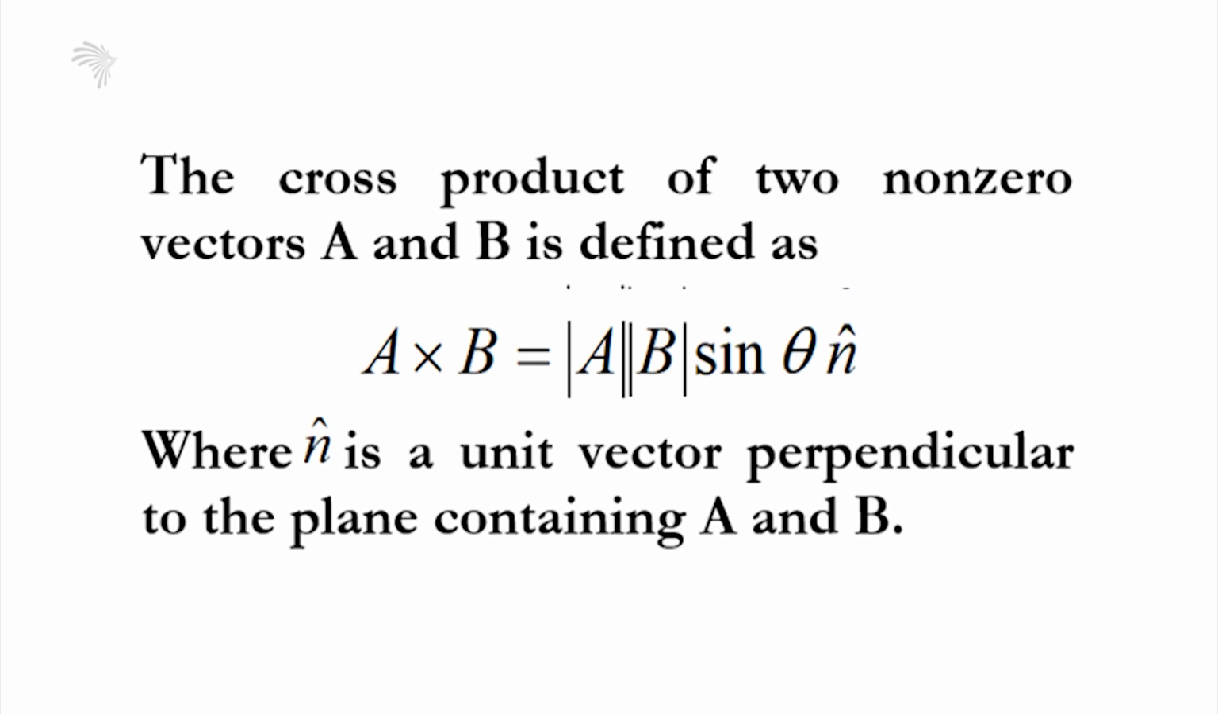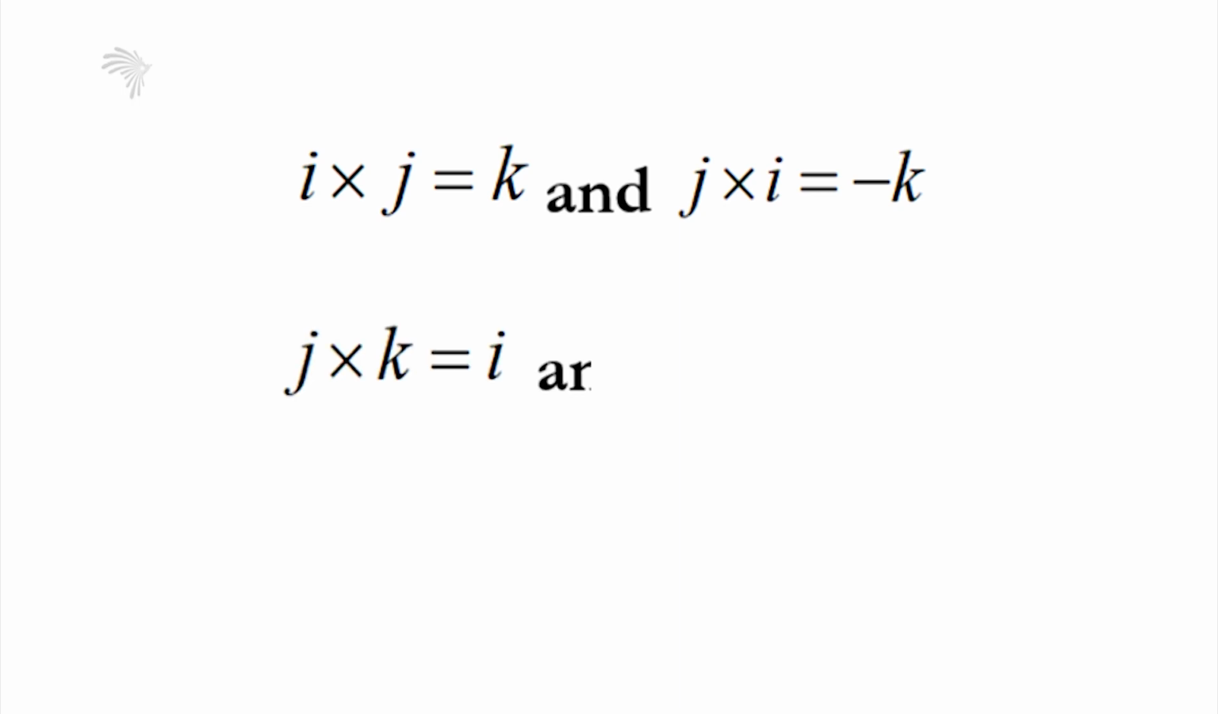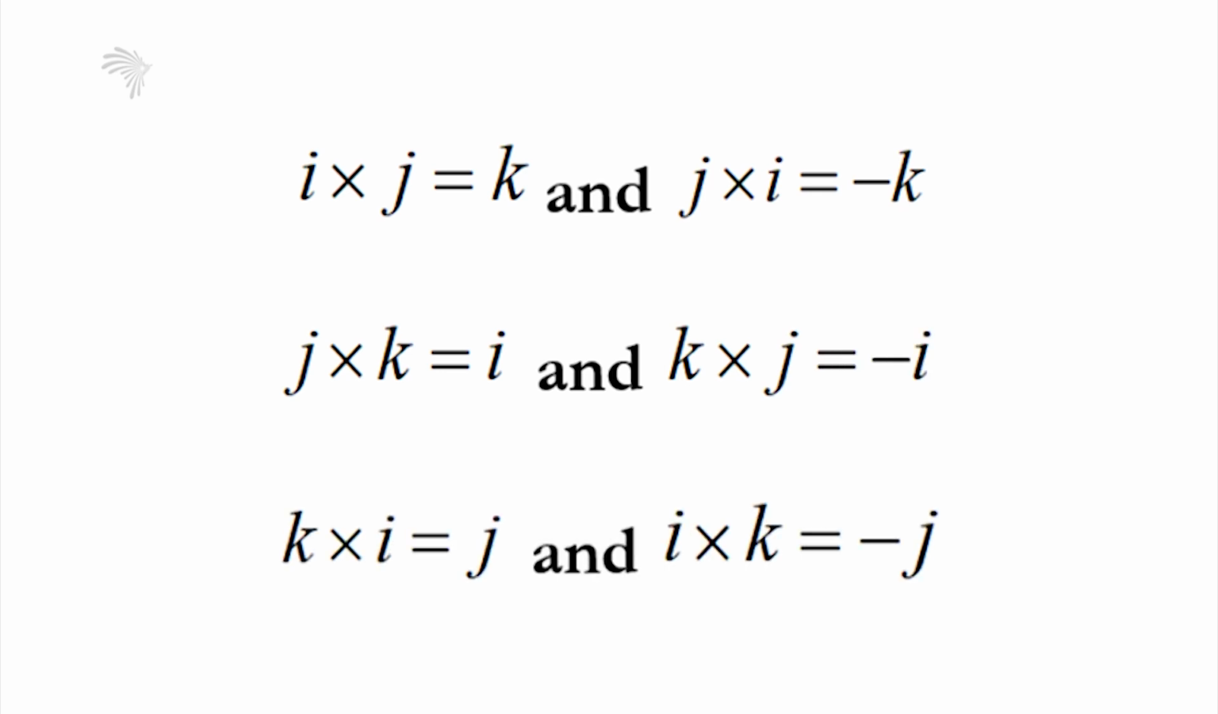Now, if we assume vector A and vector B as i and j respectively, then the cross product of these two vectors i and j will be k, because vector k is a unit vector which is perpendicular to both vector i and j. So similarly, j cross k will give us i, and k cross i will give us j. In this case, the commutative property is not valid, and because of this, if you have j cross i, it will be minus k, and k cross j gives you minus i, and i cross k will give you minus j.